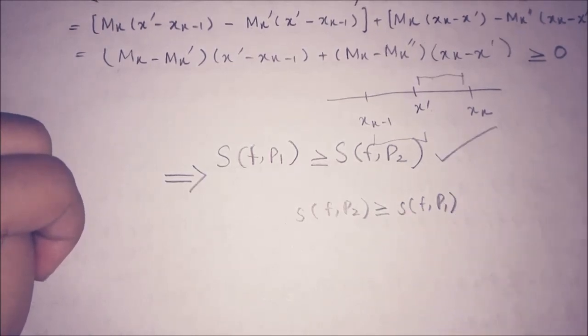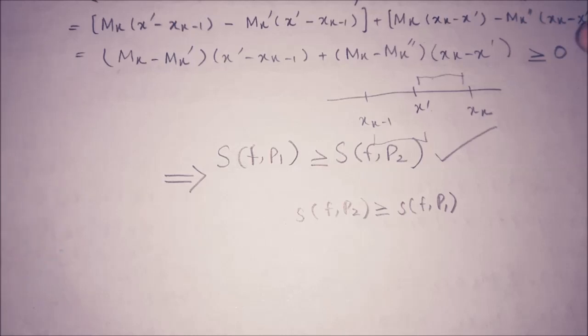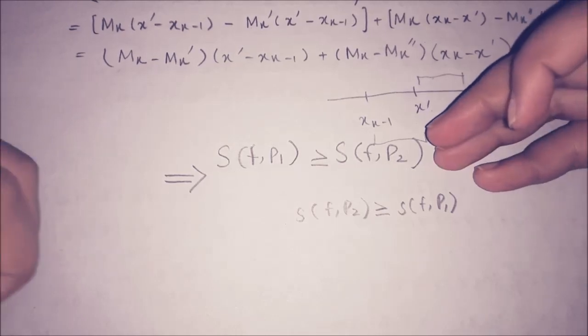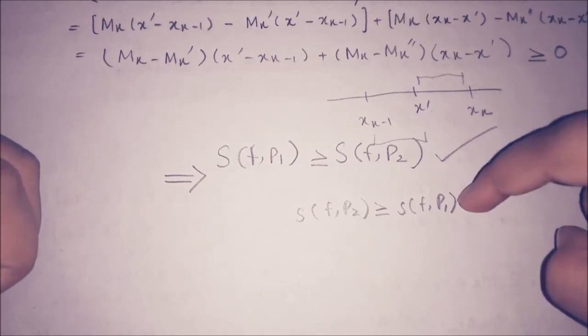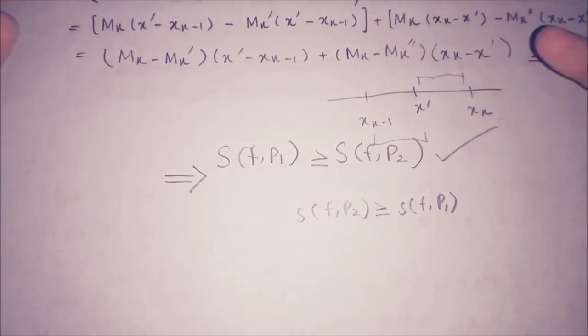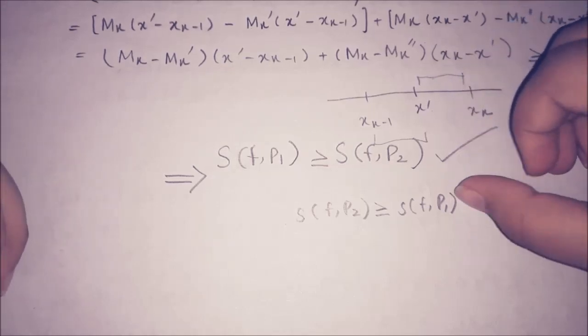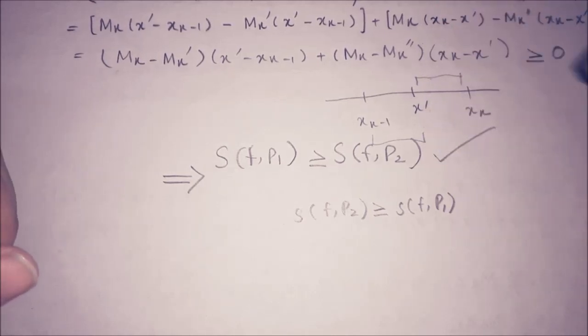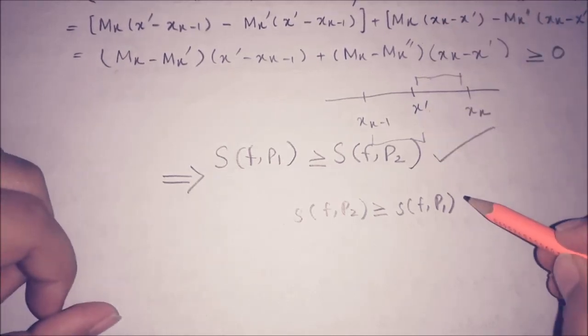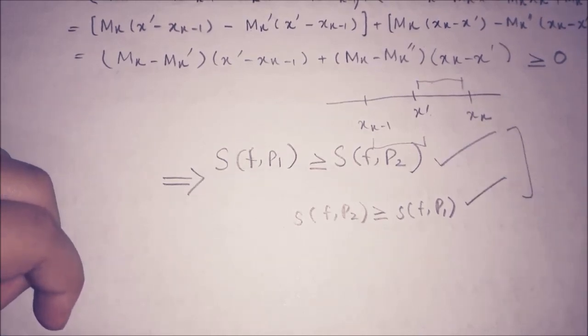On the same lines we will prove that. I'm not going to prove it, this is the task for you. You can prove on the same lines that the lower sum of the finer partition is greater than that of the partition P1. Why? Because the lower sum is lower than the actual area under the curve, so the finer partition's lower sum will be greater, moving towards the actual area under the curve. So this completes our lemma. These two relations complete our lemma.